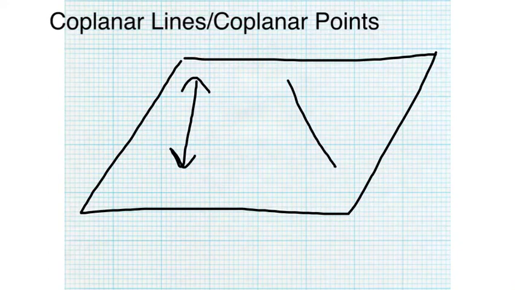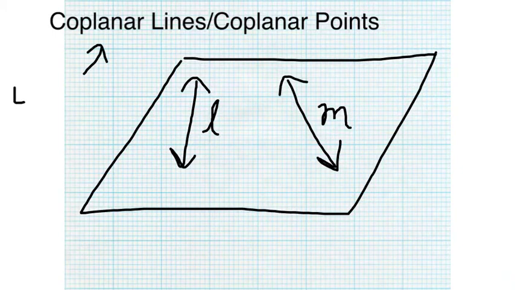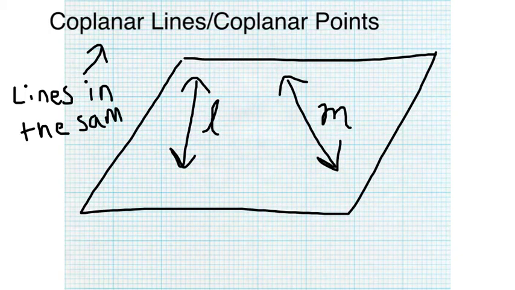An example of two coplanar lines are line L and line M. These are lines in the same plane. It's a little easier to see when we have a box example or a cube, which we'll do in a second, but those are lines in the same plane. Now coplanar points.